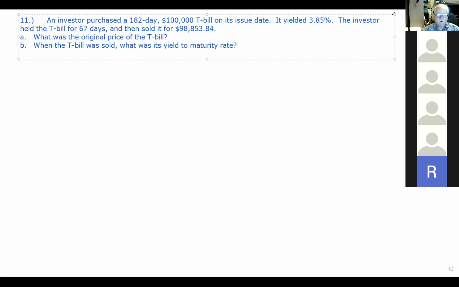So an investor purchased a 182-day $100,000 T-bill on its issue date. It yielded 3.85%. The investor held the T-bill for 67 days and then sold it for $98,853.84. So part A says, what was the original price of the T-bill? And then in part B, when the T-bill was sold, what was its yield to maturity rate?